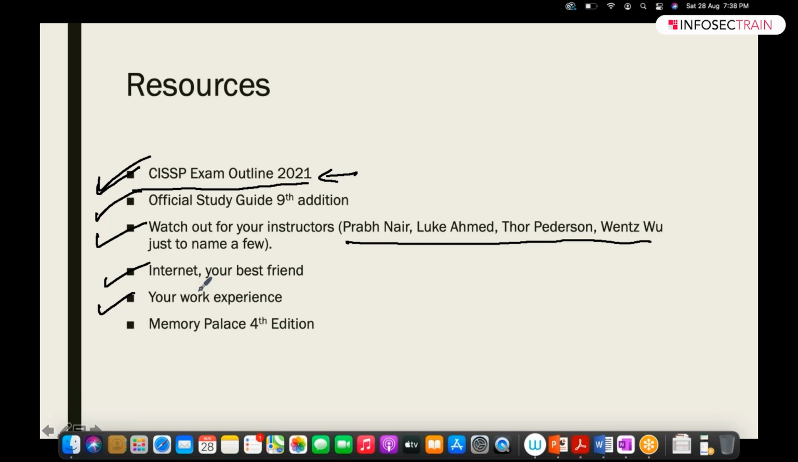But you don't have to have all the real world experience. You can simply go back and find the topics or the content over the internet. You can learn from it. And just in case you want to give Memory Palace a shot, the 4th edition includes all the new topics. Although it shouldn't be used as a primary resource to learn about the new topics, in case you already know it, you can go ahead and look into it for a quick review, a refresher.